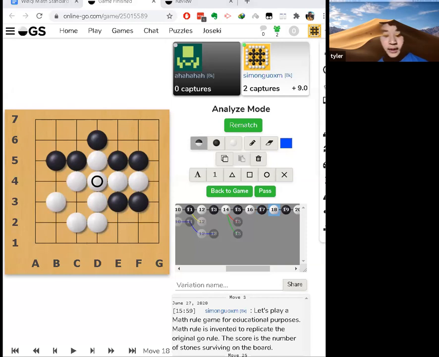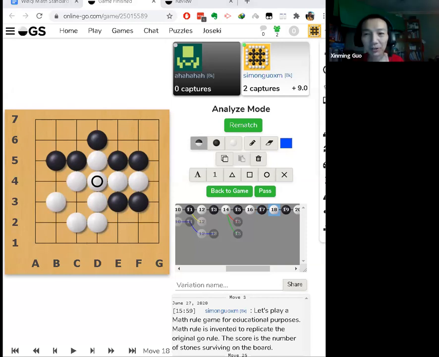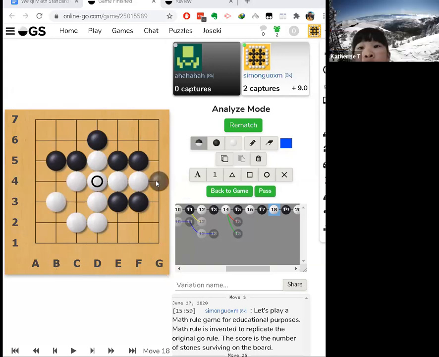Catherine, do you want to try it? Where do you want to play for black? You try to join yourself together. G4. G4 is good. Yes.